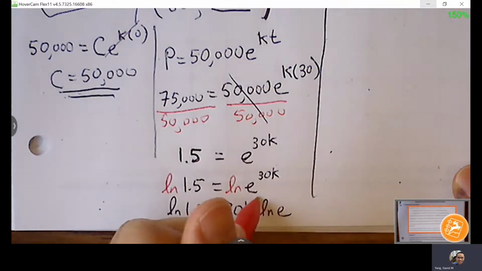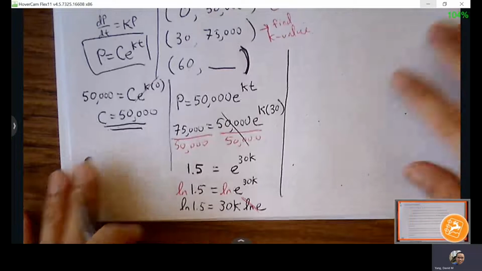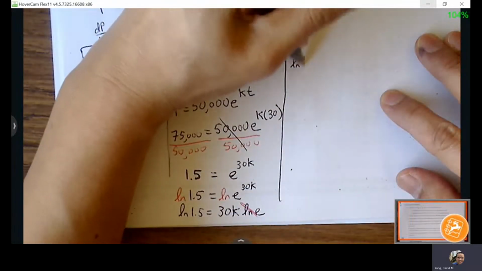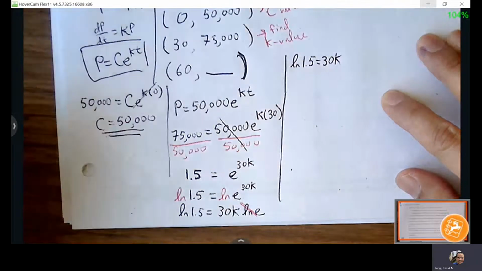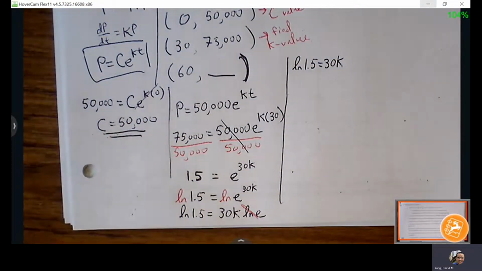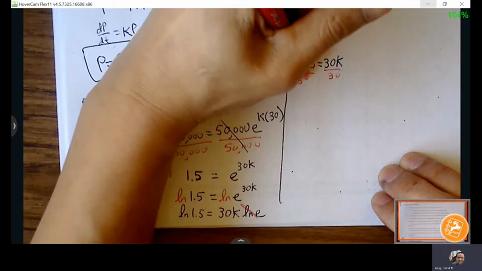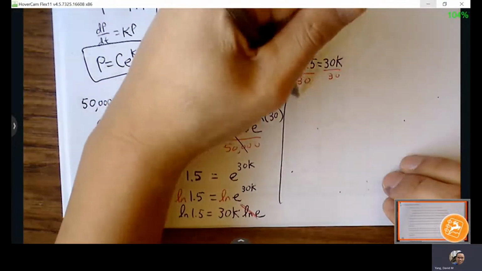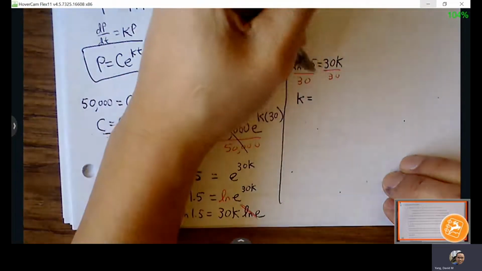That just becomes 1, right? So that goes away. So now we have a cleaned up expression here. Natural log of 1.5 is equal to 30k. We're trying to solve for k. One last step is what? Divide by 30. Okay, so we now have the k value. We can update our equation down to as specific as we can make it.